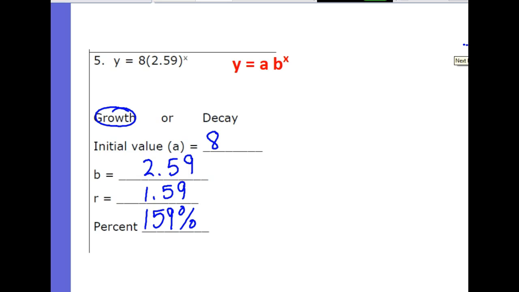Did we get the growth? The initial value is 8. The B is 2.59. But this is not 0.59. This is 2.59 subtract 1. So what would that be? 1.59. You get that one right? Because that one sometimes tricks people. Times 100 makes 159%.